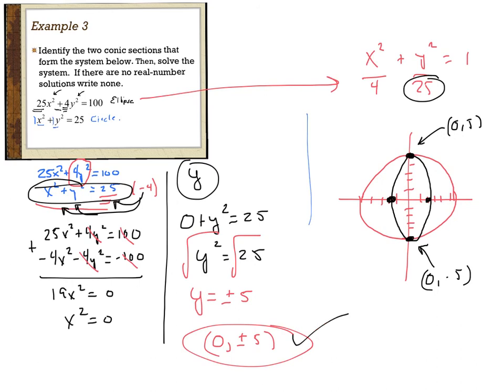And that's how we solve a system. So sometimes substitution, sometimes elimination. I would take a quick look and see if one's going to be easier than the other, and then go from there.